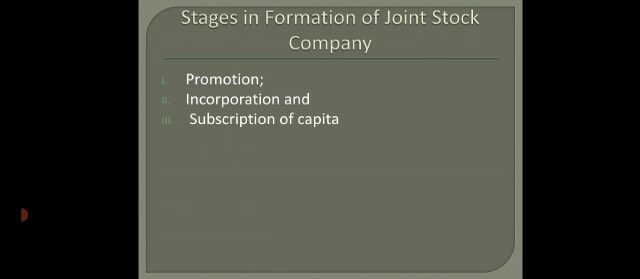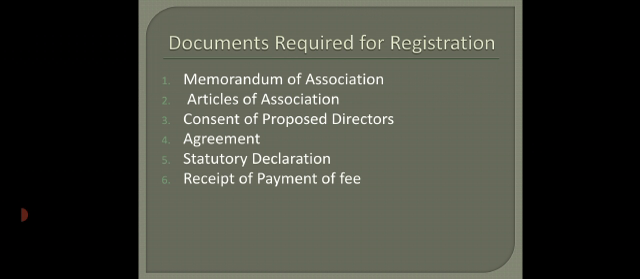First stage we have seen, that is meaning of promotion, functions of promoters, who are promoters, then different documents prepared by the promoters. Today we will see how company gets registered or how company gets incorporation certificate. In the previous class, we have also seen documents required for registration.